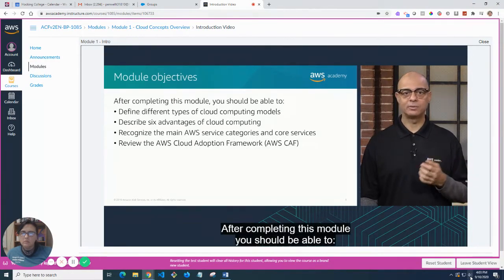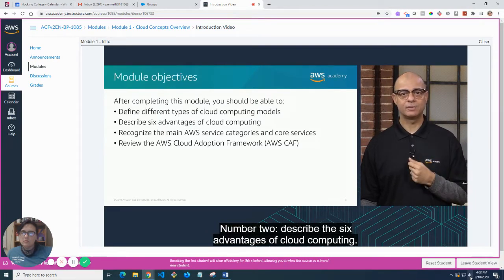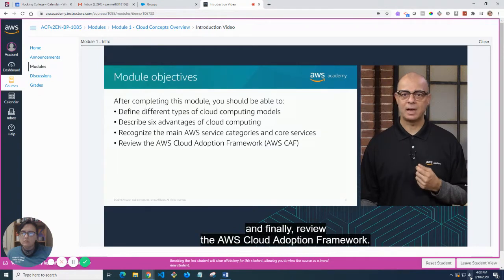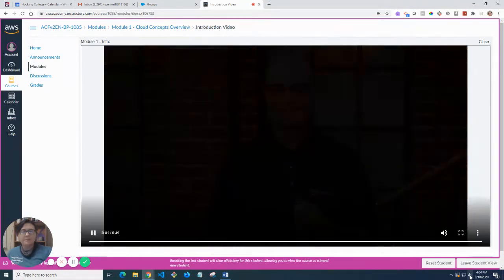After completing this module, you should be able to, number 1, define the different types of cloud computing. Number 2, describe the 6 advantages of cloud computing. Recognize the main AWS service categories and the core services. And finally, review the AWS Cloud Adoption Framework. We're ready. Let's get started.